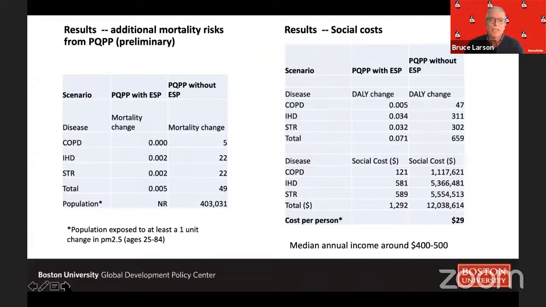We convert those into DALYs lost and social costs. This would be about 700 DALYs annually in the right-hand table. And in terms of total social costs, in terms of value of statistical life, about $12 million, which converts into about $29 per person aged 25 to 84 in a study region where annual income is around $400 to $500.